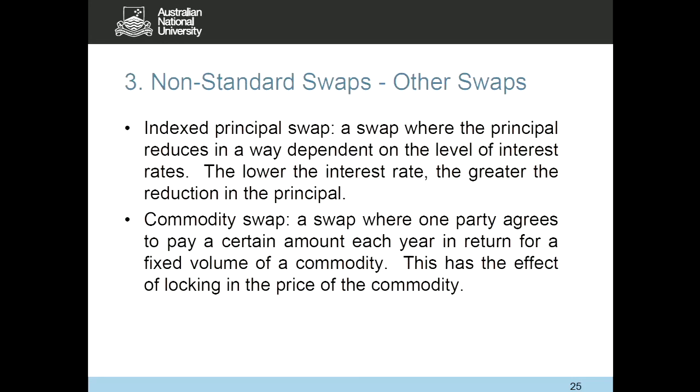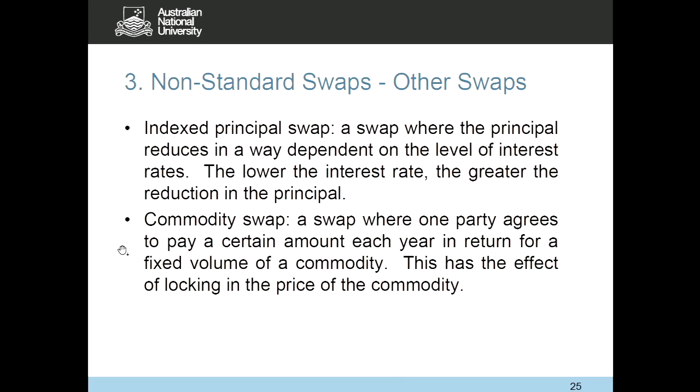Okay, so one last one. We have an indexed principal swap. This swap is similar to an amortizing swap, where the principal decreases over time, and the magnitude of decrease depends on the magnitude of decrease in the interest rate level.